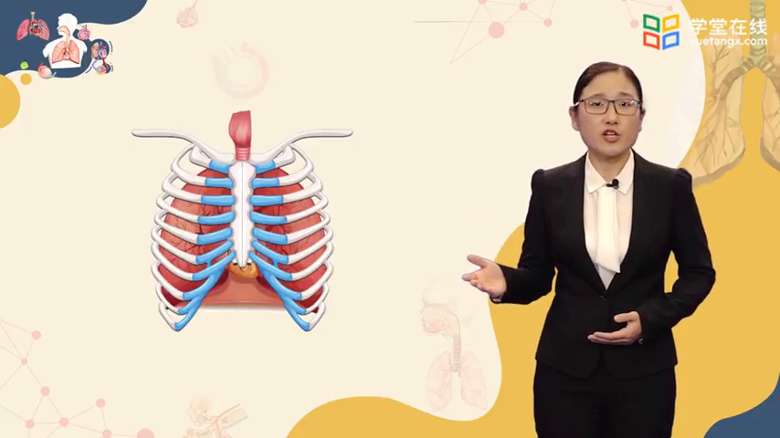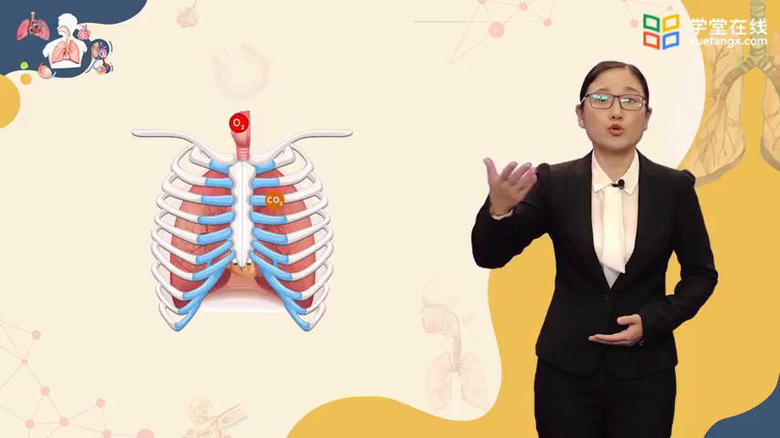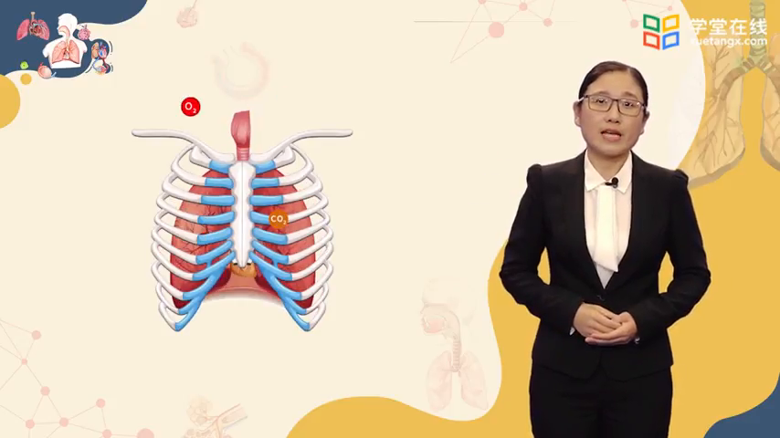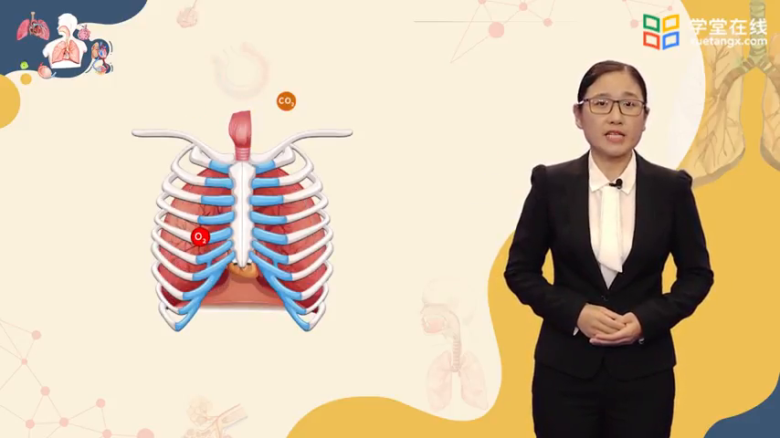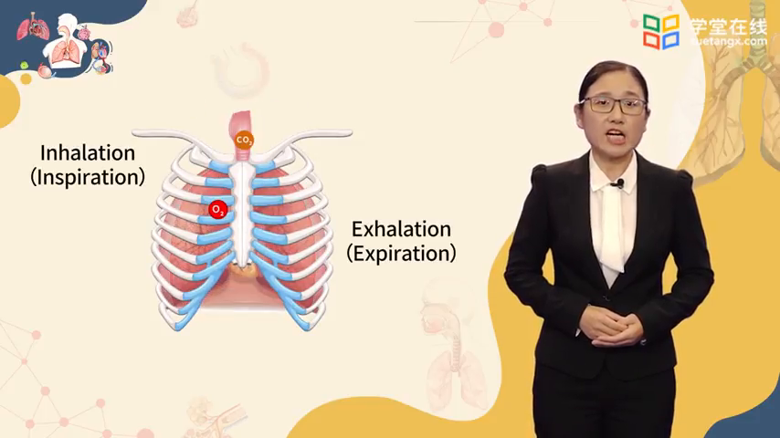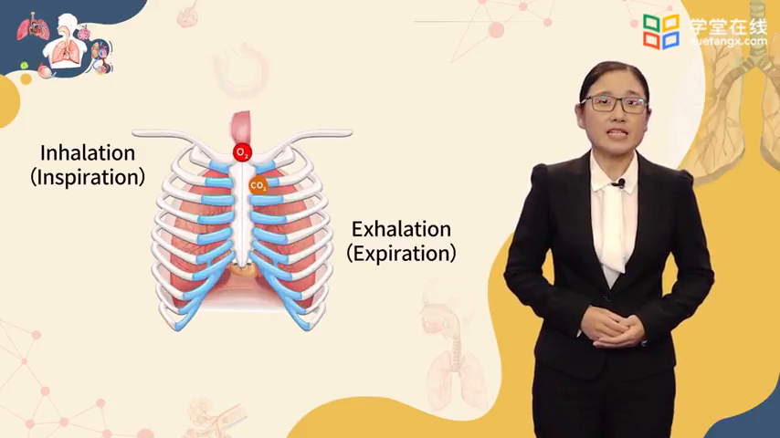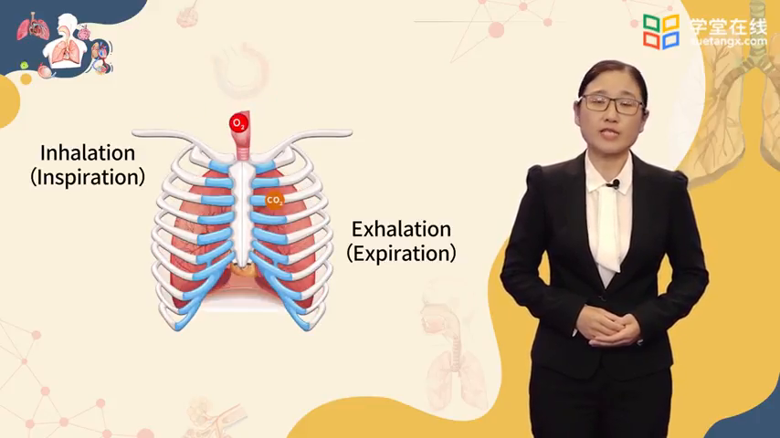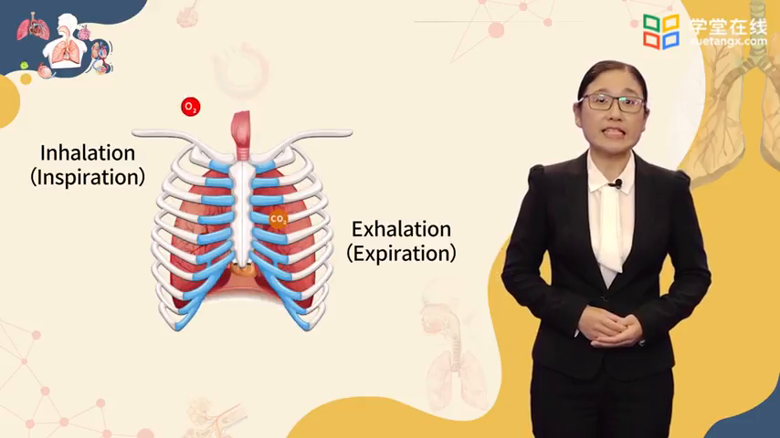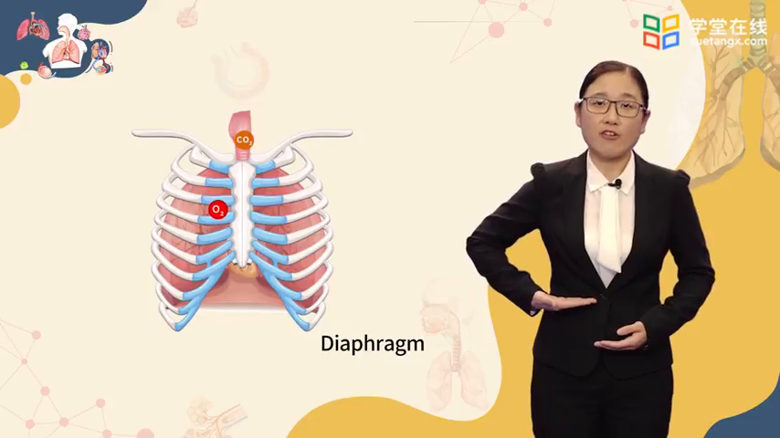So, the first function of the lungs is to bring O2 in and CO2 out. And this process is called breathing or ventilation, which includes inhalation and exhalation. As the lungs do not have any intrinsic muscle tissues, they need help externally. The diaphragm is our main helper here.